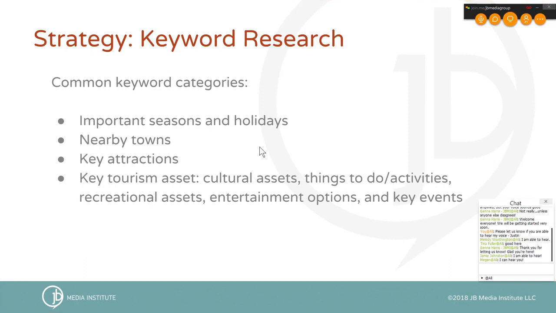Next is assets. This could be your cultural assets, your things to do, your recreational assets, your entertainment options, and your key events. So you want to know, for instance, in Asheville, if more people are searching for hiking or kayaking or tubing, because if there's a ton of search for tubing, you might need to create a whole bunch of content about that to rank well for it. Whereas if, on the other hand, hiking was number one, you'd want to put more energy there.